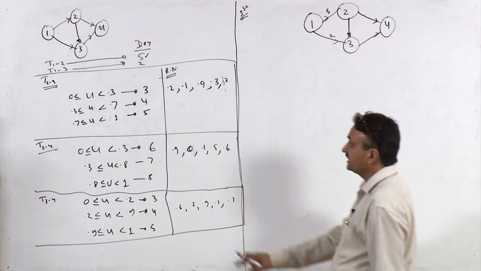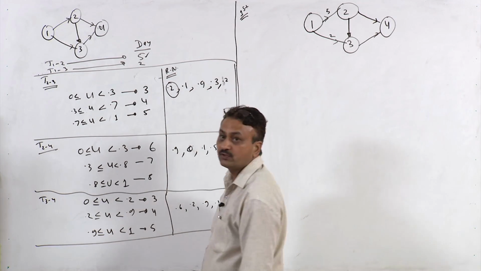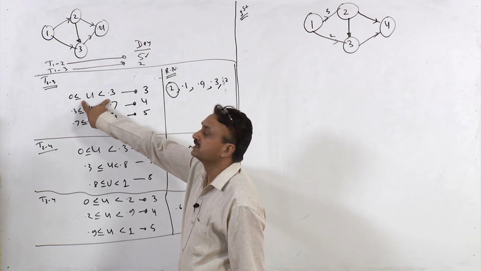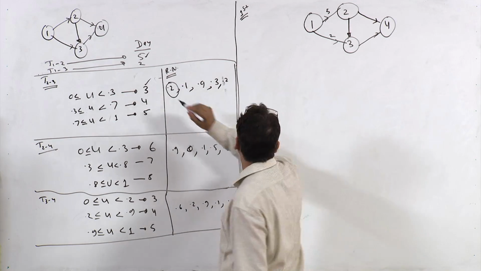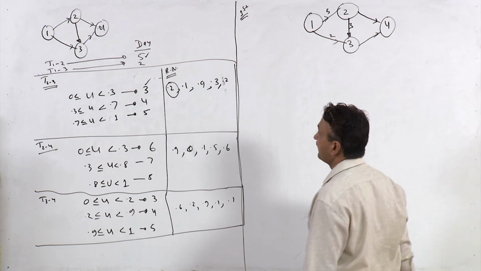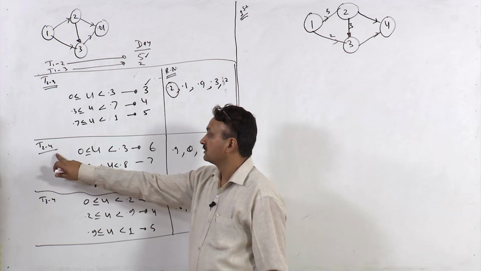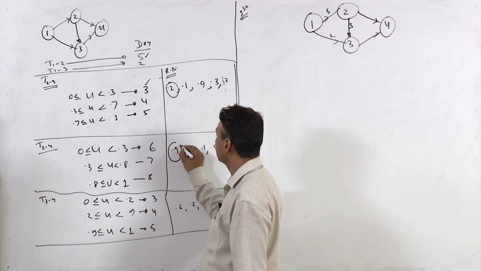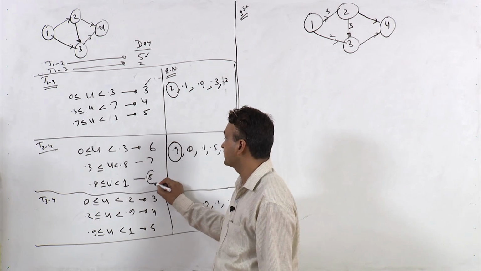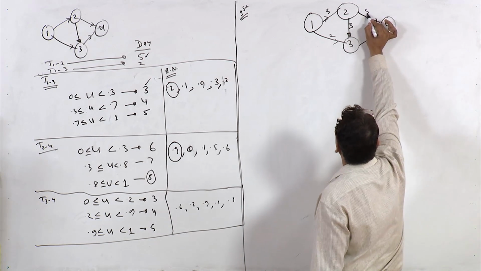For activity 2-3, the random number is 0.2, and 0.2 is in this range. It means the duration is 3 days. For activity 2-4, the first random number is 0.9, and 0.9 is in this range. It means the duration is 8 for activity 2-4.